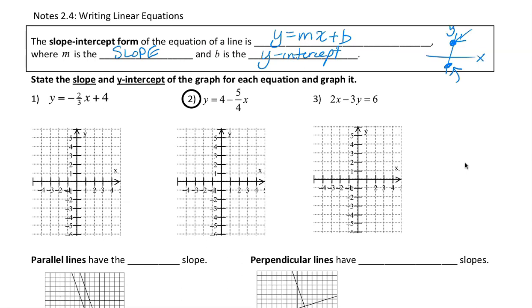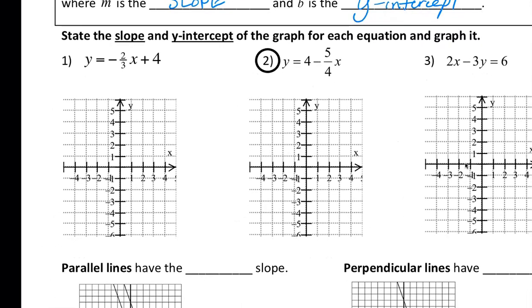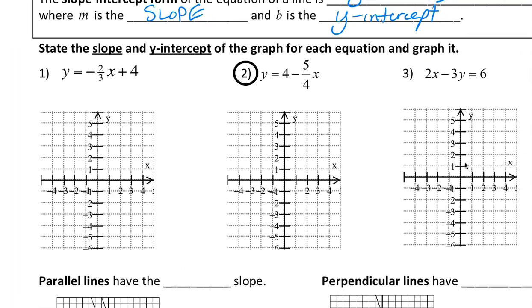So, number one, state the slope and the y-intercept of the graph for each equation and graph it. So the slope for the first one is negative 2/3, and the y-intercept is 4. It's already in slope-intercept form. When we graph it, y-intercept of 4, that would be graphing the point (0, 4). And a slope of negative 2/3, we're going to go down 2 and to the right 3, down 2 and to the right 3, maybe right about here.